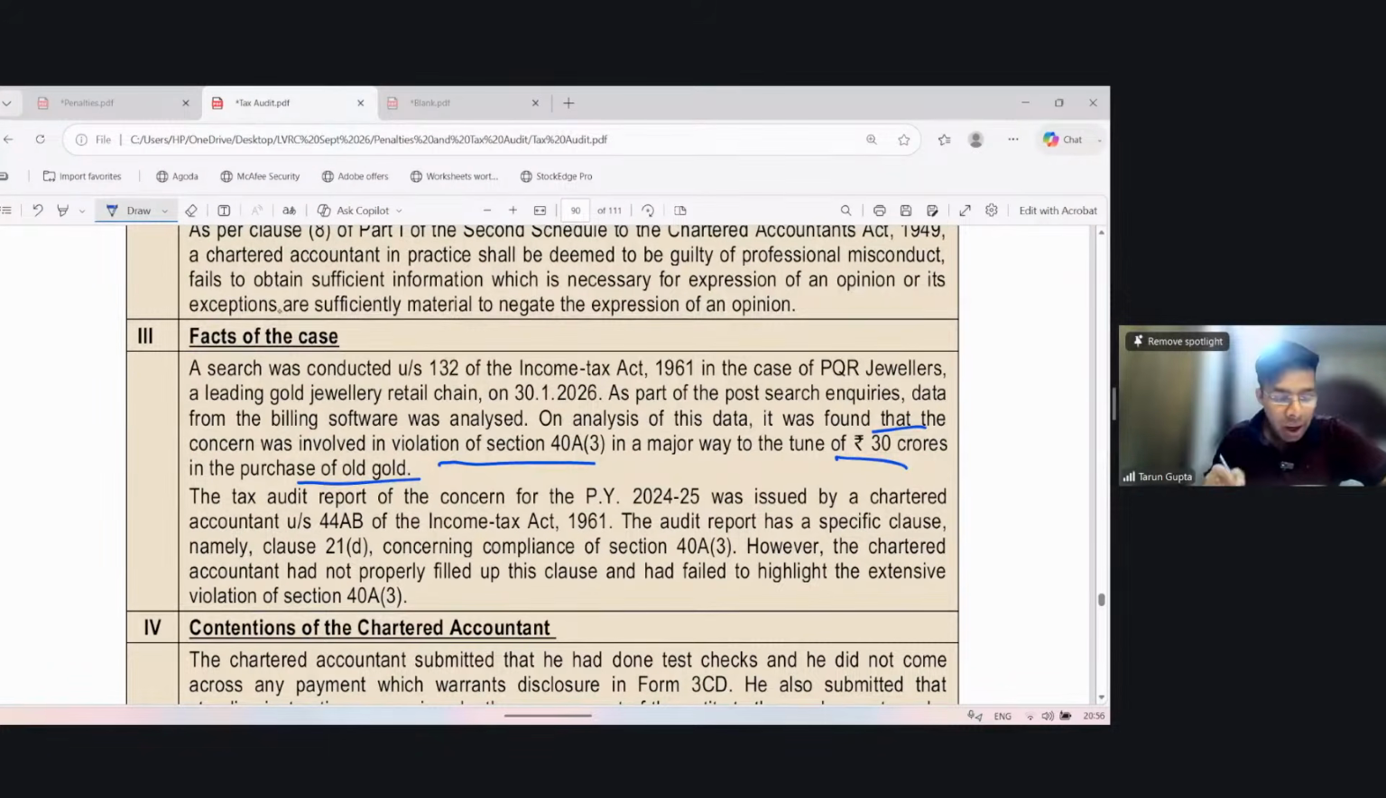The tax audit report of the concern was issued by a chartered accountant under Section 44AB. The audit report has a specific clause, namely 21D, concerning compliance of Section 40A(3). However, the chartered accountant has not properly filled up this clause and had failed to highlight the extensive violation of 40A(3). Okay, so now let's see.